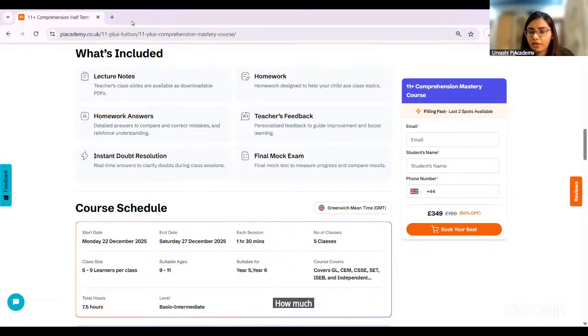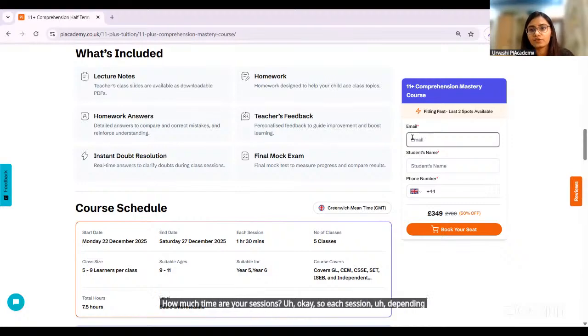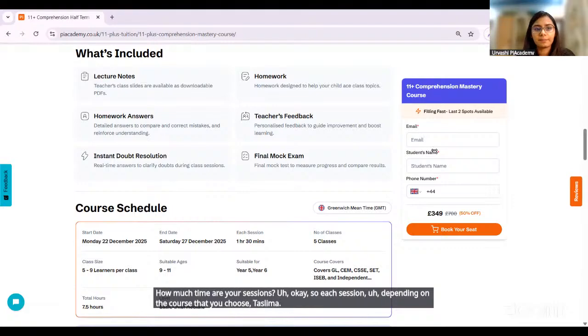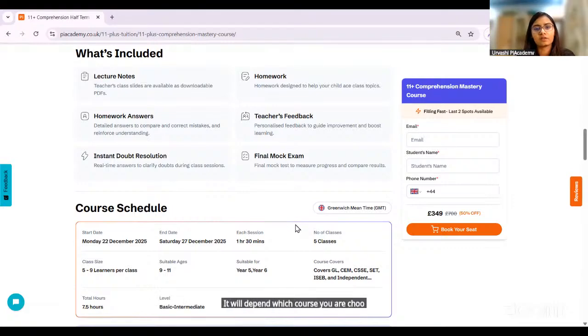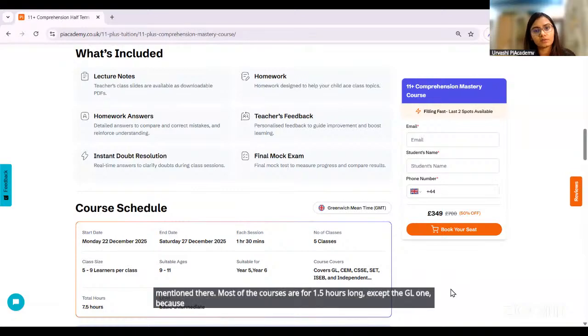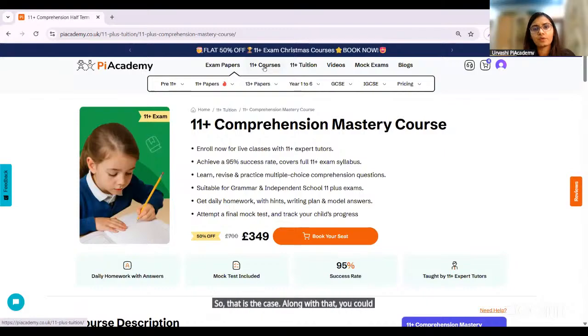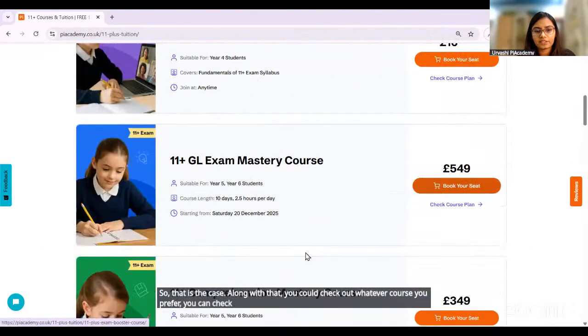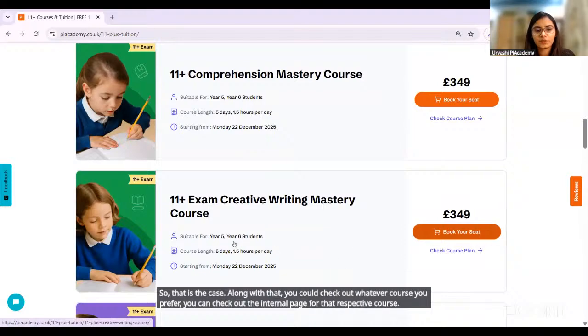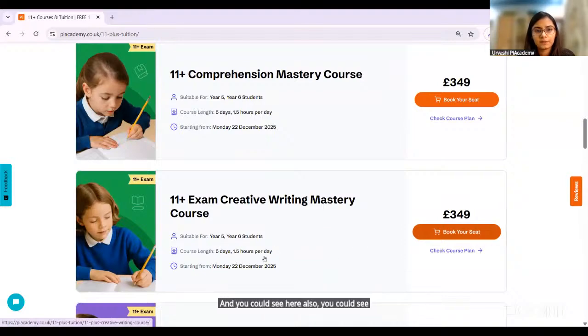How much time are your sessions? Each session depends on the course that you choose, Taslima, and each one has the time mentioned there. Most of the courses are 1.5 hours long, except the GL one, because it covers 3 subjects, which are maths, English, and verbal reasoning. Along with that, you can check out whichever course you prefer. You can check out the internal page for that respective course, and you could see it in the course list.